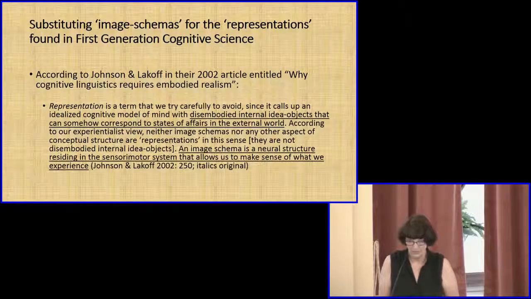According to Johnson and Lakoff in their 2002 article entitled Why Cognitive Linguistics Requires Embodied Realism, they state, representation is a term we carefully try to avoid, since it calls up an idealized cognitive model of mind with disembodied internal idea objects that can somehow correspond to states of affairs in the external world. According, in contrast, to our experientialist view, neither image schemas nor any other aspect of conceptual structure are representations in this sense. That is, they are not supposed to be viewed as disembodied internal idea objects. Instead, you are to believe that an image schema is, quote, a neural structure residing in the sensory motor system that allows us to make sense of what we experience. I mean, to me, these still seem to be pretty disembodied notions.